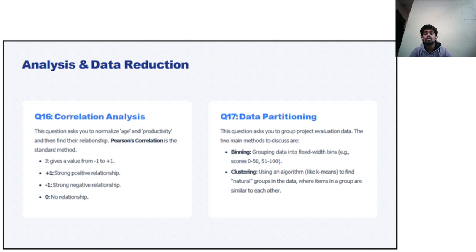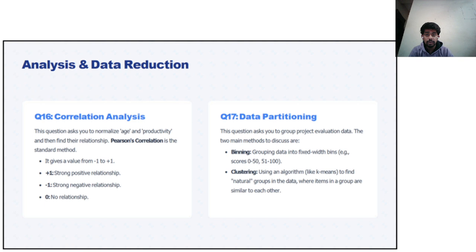Question 17 deals with data partitioning for project evaluations. We essentially want to group scores. We can use binning to create fixed predefined ranges like A, B, and C grades. Alternatively, we can use clustering. This is a technique to find natural groupings in the data based on similarity. This is often more insightful than fixed bins because the groups are discovered by the data itself.